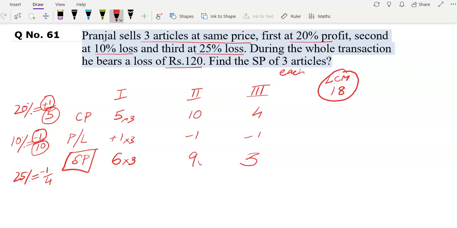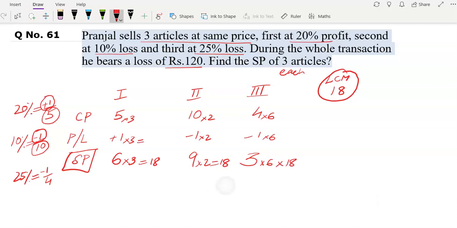9 into 2 will give us 18. This also multiplied by 2 and this also multiplied by 2. 3 6s are 18. 3 into 6, 18. 1 into 6, 4 into 6. Now this is 18. All our SP are same now.